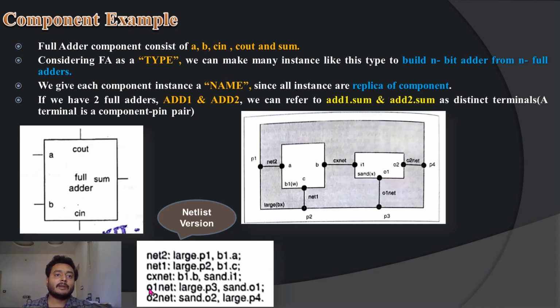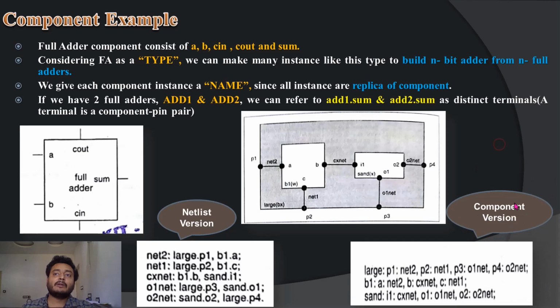So similarly we will take something like the cx net. In the cx net, the starting point is something like b1 dot, the starting point pin is b, and the end point is something like sand dot i1. Okay, so this is how you represent it. Similarly you can go for the o2 net, so it will be something like sand dot o2 and large dot p4. Okay, this is how we write this in the netlist version.